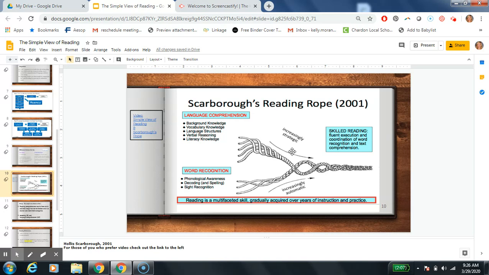When all of those things weave together, children become increasingly strategic in their understanding of concepts, facts, information, content. Those two parts of the rope start to braid together. That's where we end up with the skilled reading, fluent execution, and coordination of word recognition and text comprehension.